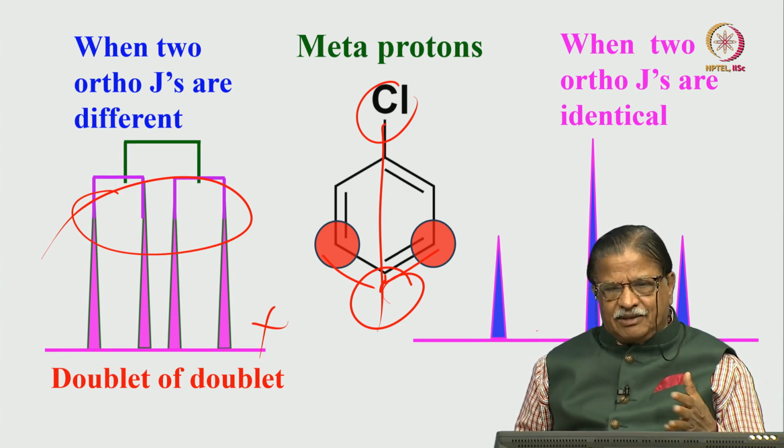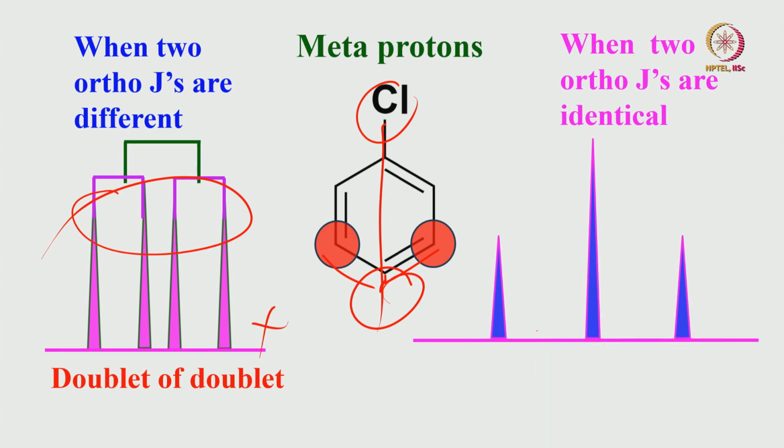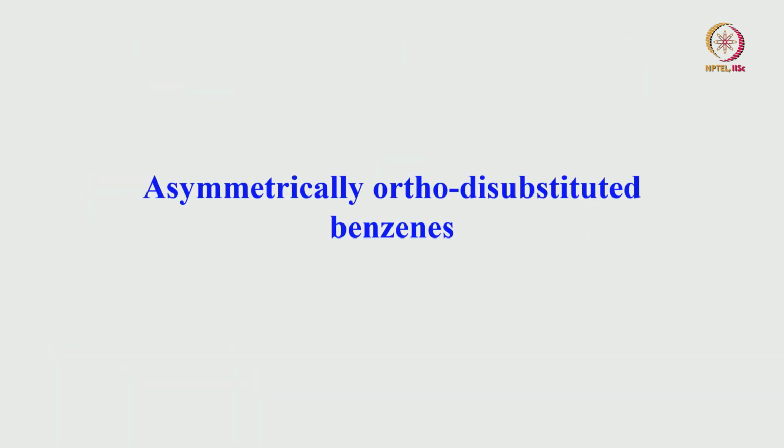Normally there is no distortion because of substitution, there is a C2 symmetry along this axis. As a consequence, this proton will have ortho coupling with this and meta coupling with this. So, it has to be only a triplet. I am sorry, I am thinking of not this one, I am looking at this one. This has one coupling with this and one coupling with this, it is a triplet.